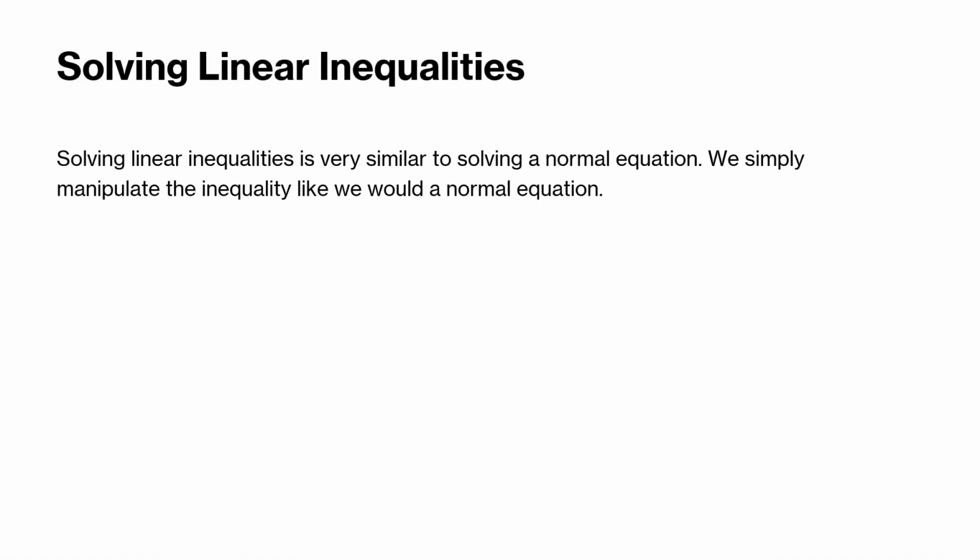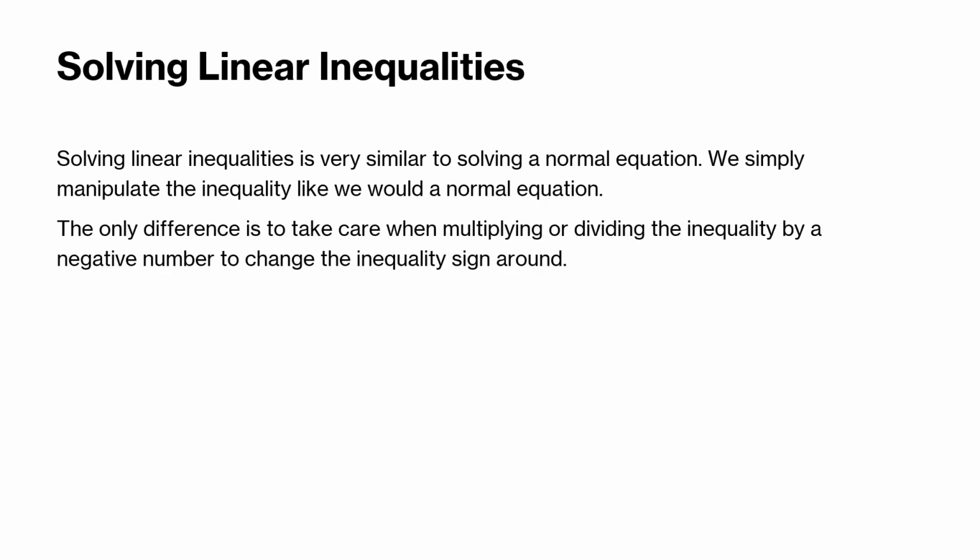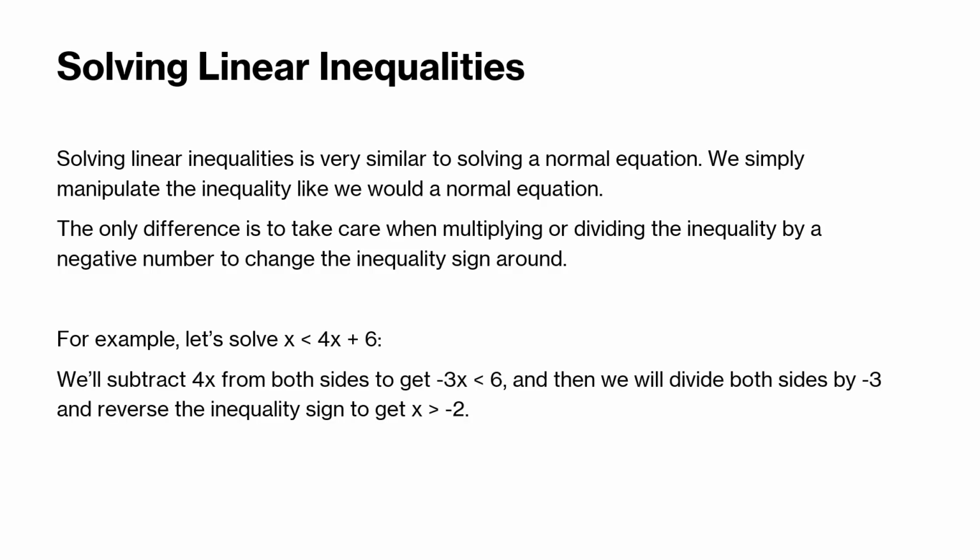Let's talk about solving linear inequalities. Solving linear inequalities is very similar to solving a normal equation. We simply manipulate the inequality how we would a normal equation. The only difference is to take care when multiplying or dividing the inequality by a negative number to change the inequality sign around. For example, let's solve x less than 4x plus 6. We'll subtract 4x from both sides to once again move the x on its own and the constant on its own, to get minus 3x less than 6. Then we will divide both sides by minus 3 and reverse the inequality sign to get x is greater than negative 2.